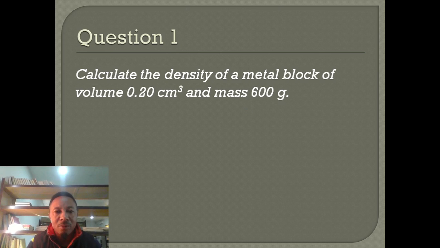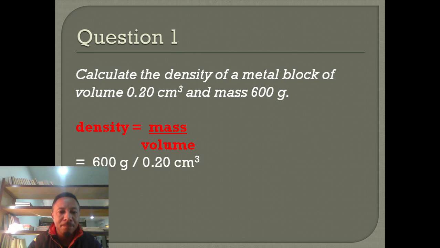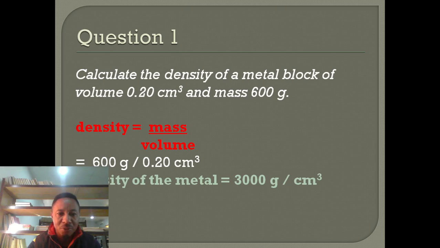Calculate the density of a metal block of volume 0.2 centimeter cube and mass 600 grams. Do we know how to do it? Let's follow the steps below to do it. Did you get the steps? Notice that we must state our formula before solving, and our final unit is very important.